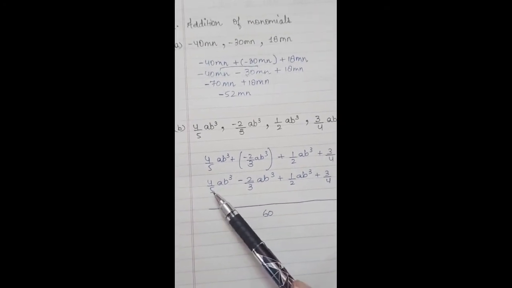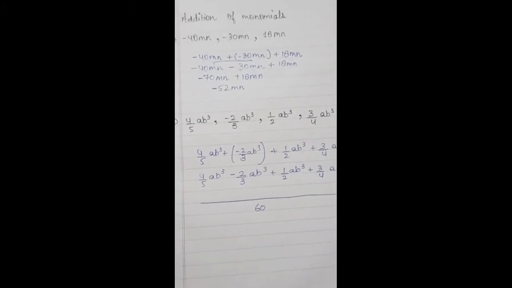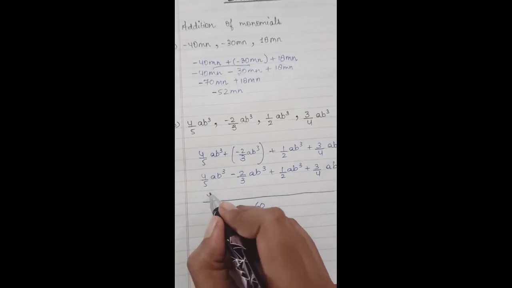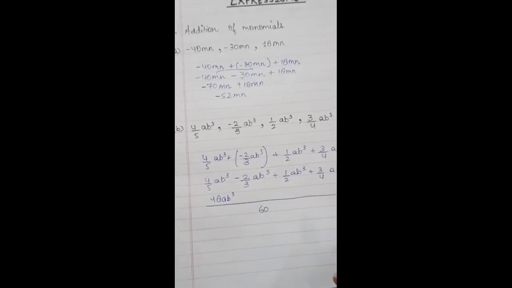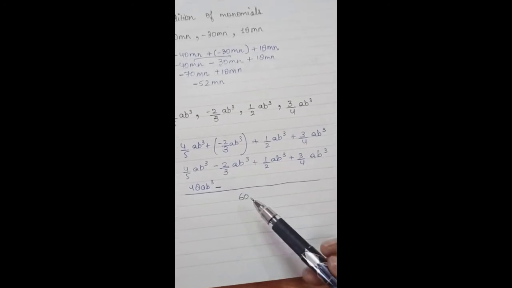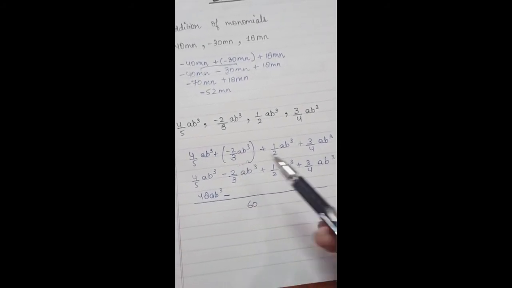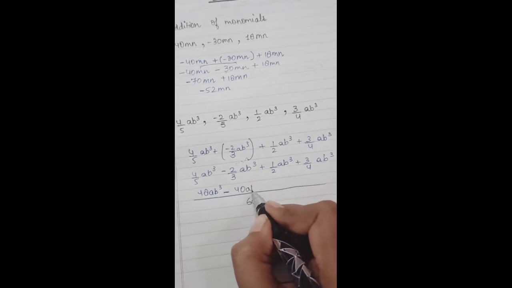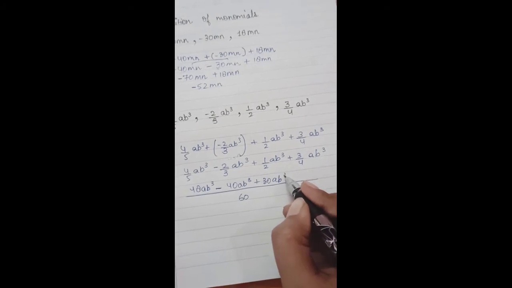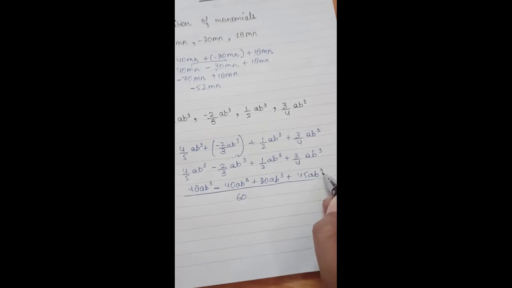Now we divide 60 by 5 and we get 12, and we multiply 12 and 4. So here we get 48 ab cube. Then minus, we write minus here. Then again we divide LCM by the denominator. Here we get 20 and we multiply 20 by 2. We get 40 ab cube. Then here we get 30 ab cube and here we get 45 ab cube.